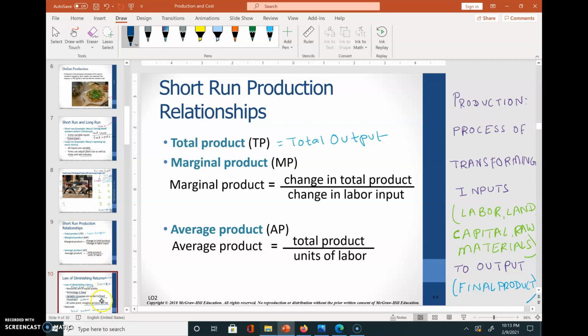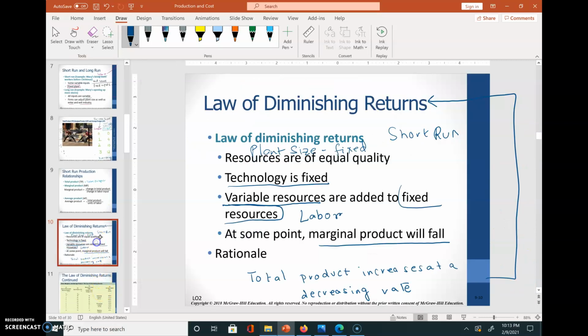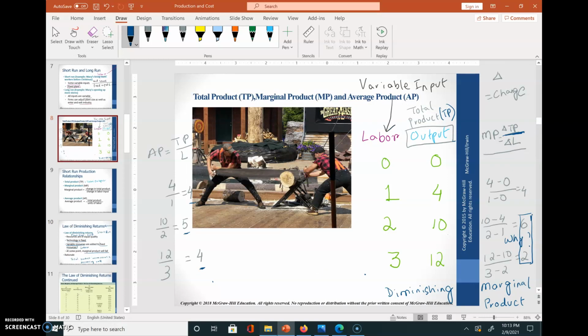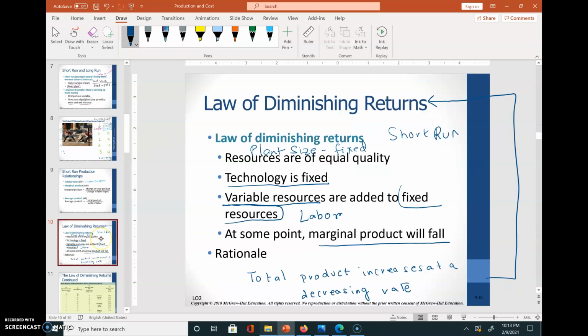Now we talked about the concept of diminishing returns. So take a look at these numbers here. It looks like the marginal product goes down after some point. And why is that? We have to remember that we are in the short run, and in the short run the only variable resource is labor and everything else is fixed.